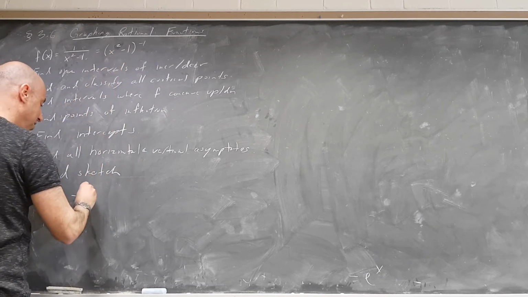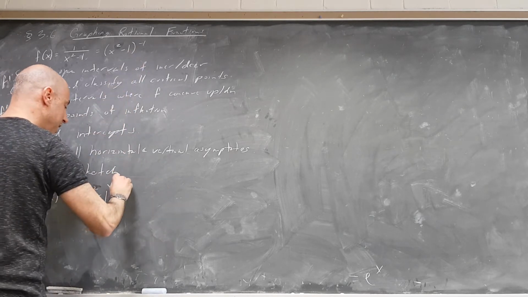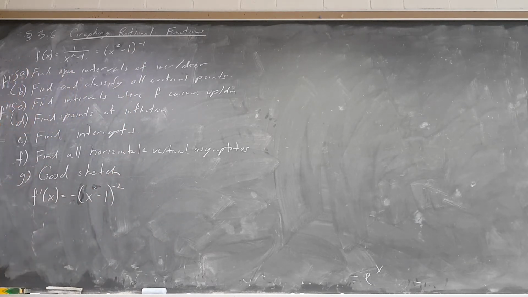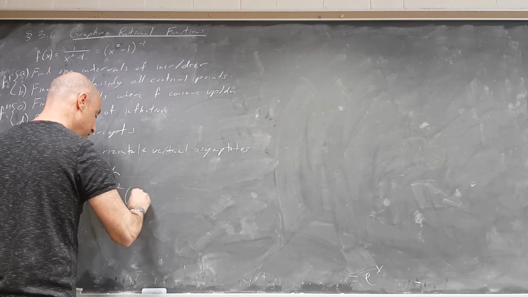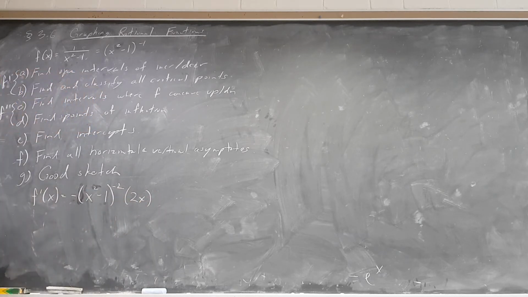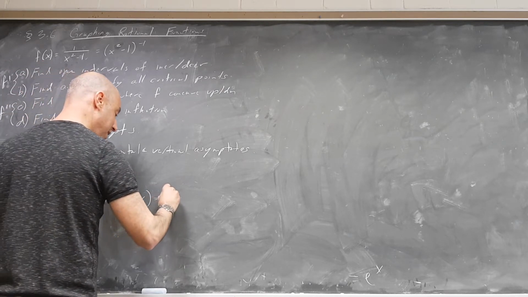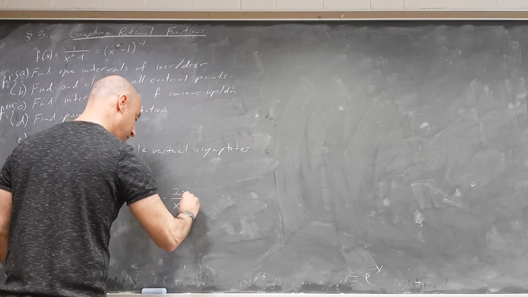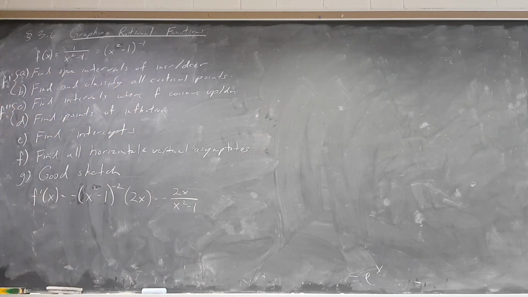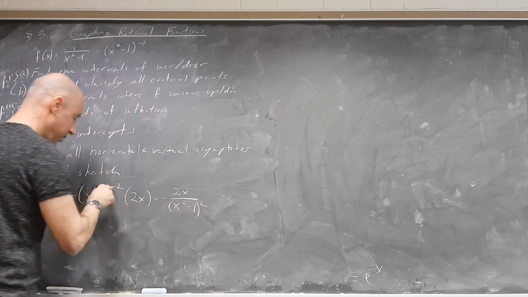Write the inside exactly as it is. The minus 1 becomes a minus 2. Then you have to multiply by the derivative of the inside part. The derivative of x squared minus 1 is 2x. The derivative of minus 1, of course, is 0. And I think I'm going to go ahead and write that back as a fraction. So I can write that as minus 2x all over x squared minus 1. Oh, I forgot, the bottom is squared, because that's the minus 2 now.